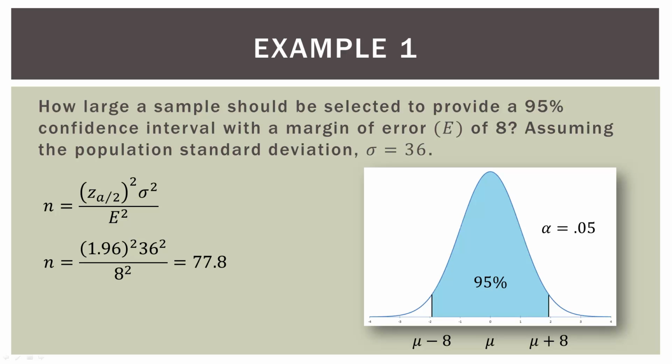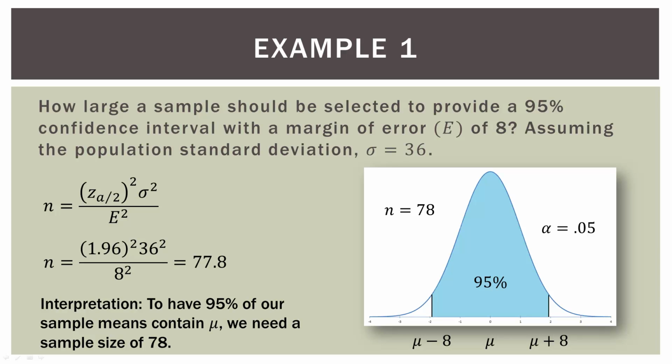Okay, sigma is 36, so we go ahead and square that, just by substitution. And then in the denominator, we are told that our error is 8, so we square that. We do that computation, and we come up with 77.8. So the question is, how do we interpret that? We'll look at it in detail in the next slide, but a quick interpretation is this. To have 95% of our sample means contain the population mean mu, each sample needs to be 78.